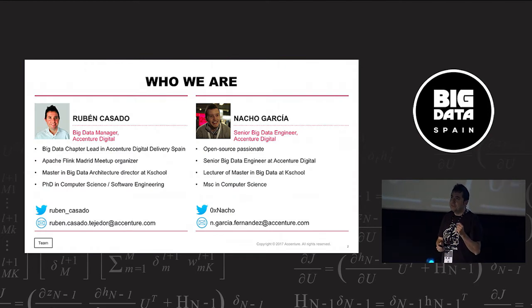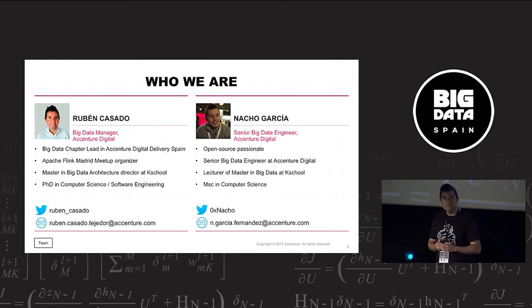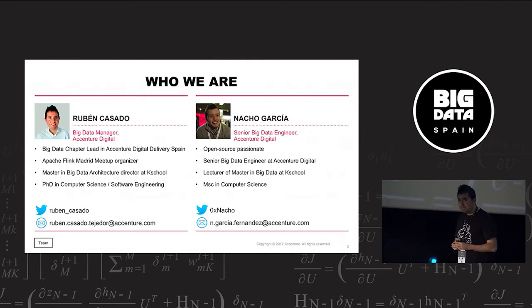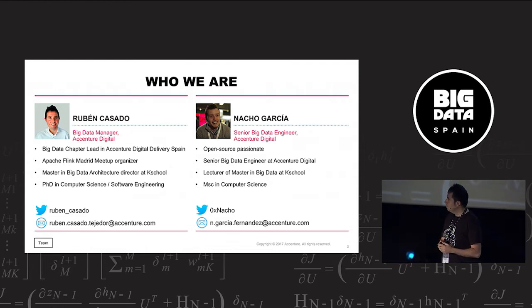Well, firstly, a very brief introduction about ourselves. My name is Rubén Casado. I'm a PhD in computer science. Currently, I'm the chapter lead in big data here in Accenture Digital Spain. In addition, I'm the organizer of the Apache Flink meetup in Madrid and the director of the master in big data architecture in Casado.